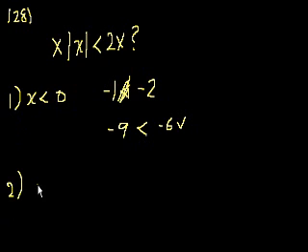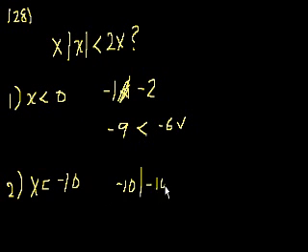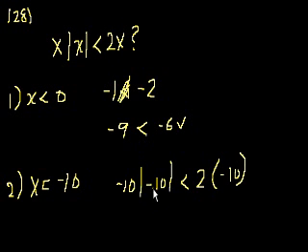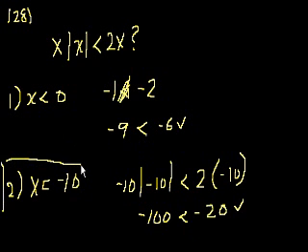Statement 2 tells us x is equal to -10. Well, this is an easy one. We can just test it. So if we have -10 times the absolute value of -10, and we're going to test whether that's less than 2 times -10. So the absolute value is 10, so this is -10 times +10. So it's -100, which is less than -20, which is completely true. So statement 2 alone is sufficient to answer this question.